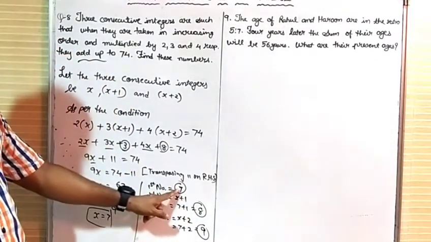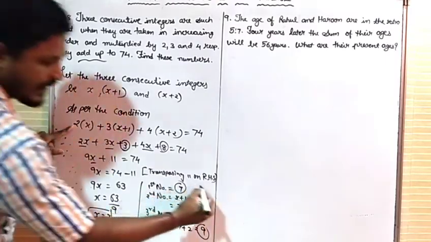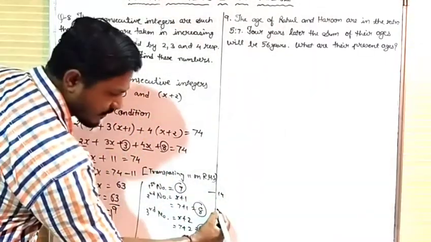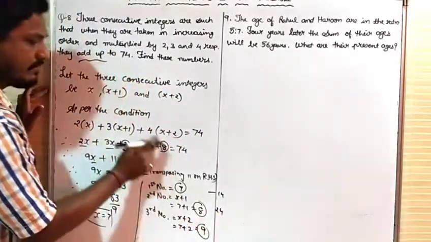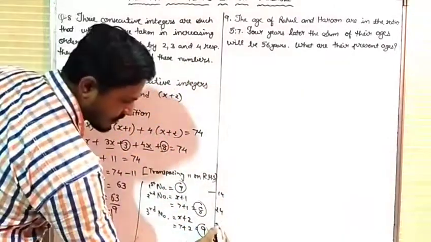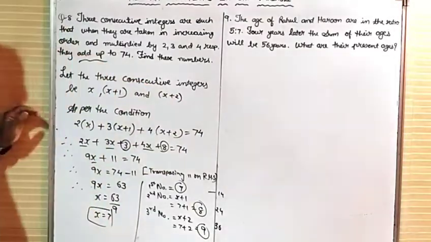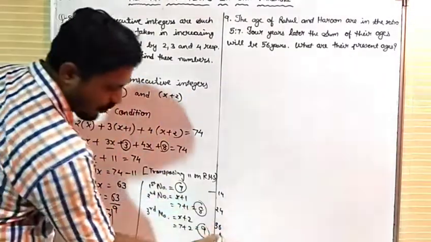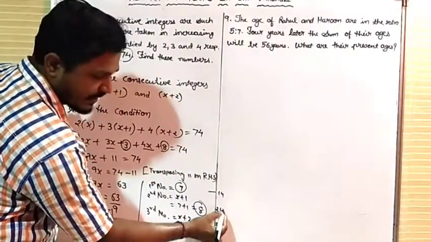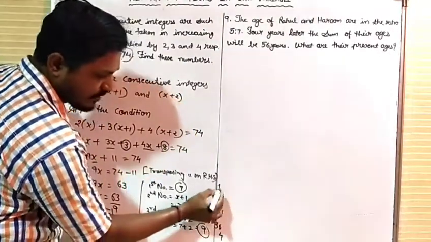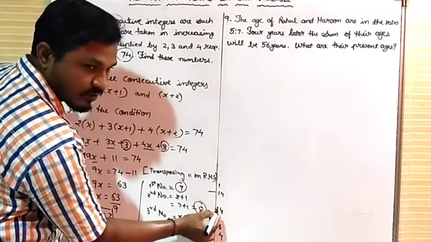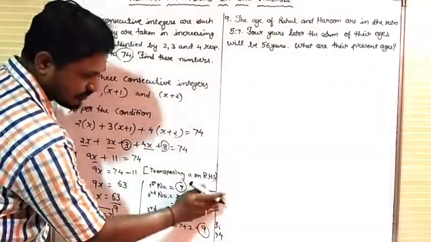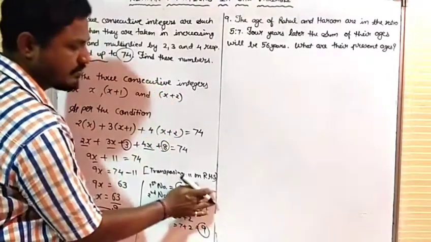When you multiply 7 by 2, you will get 14. When you multiply 8 by 3, you will get 24. When you multiply 9 by 4, you will get 36. When you add all the integers, you will get 74. 6 plus 4, 10, 10 plus 4, 14, 1 carry, 1 and 1, 2, 2 plus 2, 4 and 3, 7. Now let us see another sum.